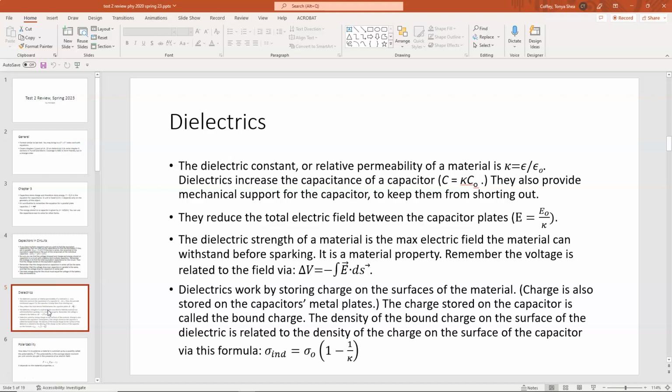Dielectrics work by storing charge on the surfaces of the material. Charge also is stored on the capacitor's metal plates, which is how it increases the total amount of charge stored when you put a dielectric in. This charge that's stored on the surface of the dielectric is called the bound charge, and the density of the bound charge on the surface of the dielectric is related to the density of the charge on the surface of the capacitor via the formula sigma induced is equal to sigma naught times 1 minus 1 over kappa.